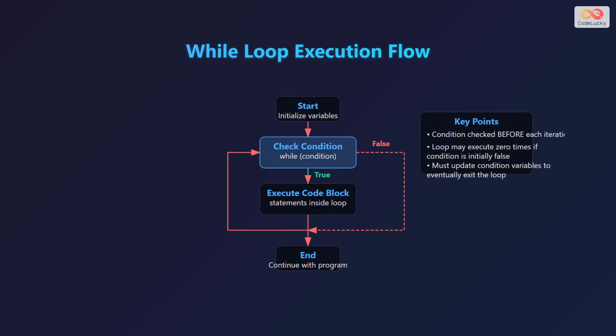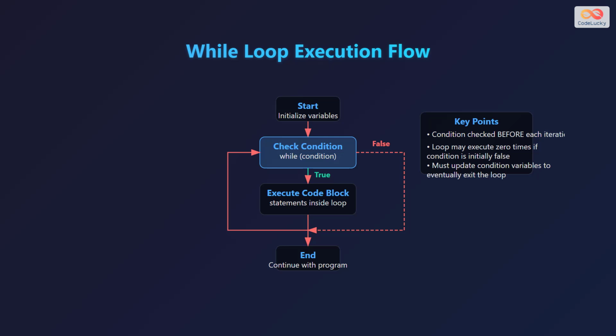Let's break down the execution flow of a while loop step by step. First, the program starts and initializes any necessary variables. Then, the condition inside the while loop is checked. If the condition is true, the code block inside the loop is executed. After executing the code block, the program loops back to check the condition again. This process repeats as long as the condition remains true. If the condition is false, the loop is exited, and the program continues with the code that follows the loop.